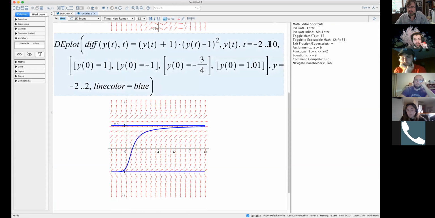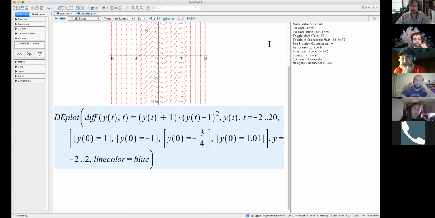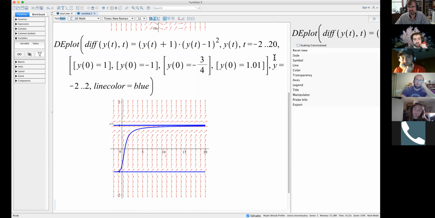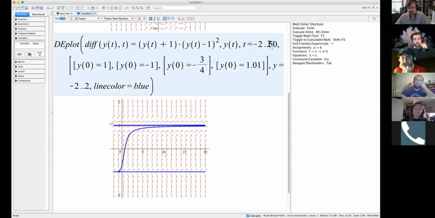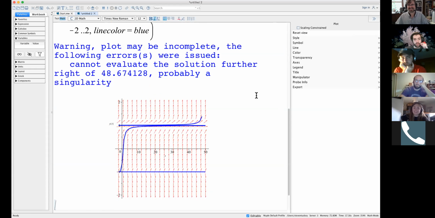still can't see it. Oh, look at that. That's crazy. -2 to 20, still can't see it. Where the hell is it? -2 to 50. There it is. See it right there? It's really, really subtle. It's almost exactly the equilibrium solution. Then enough time goes by and then it takes off. And as a matter of fact, we even get an error saying, oh my God, after this t coordinate of like 48.67, it basically behaves like a vertical line. And of course, Maple, just like most graphing calculators, freaks out when they try to graph something and it goes vertical.